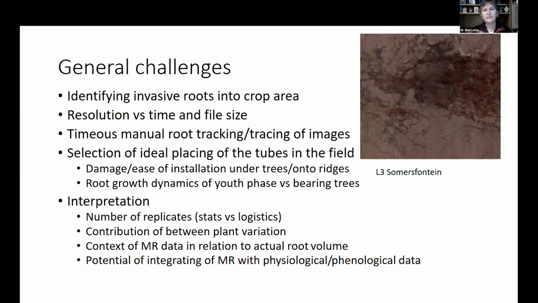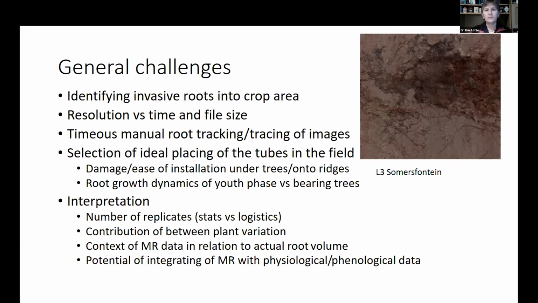General challenges in using the equipment. The one is the identification of invasive roots into the crop area, and you have to go and dig and make sure if you see different roots whether it can be due to root invasion. Because it's not always so evident to identify the roots and see, well, this root is completely different, or it's got a different shape. Quite often you do find that weed roots have less branching.